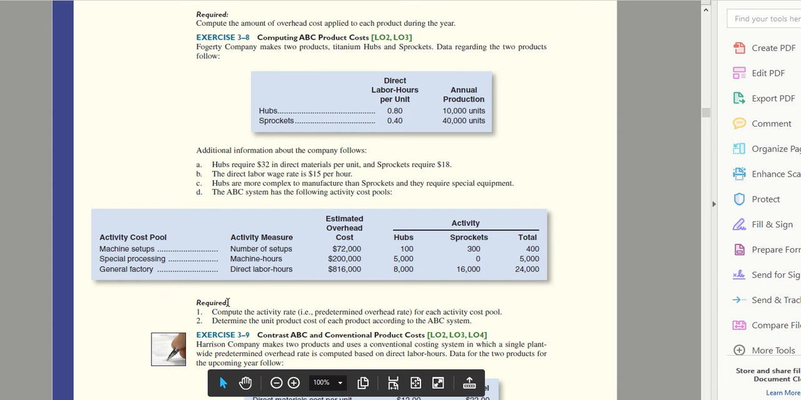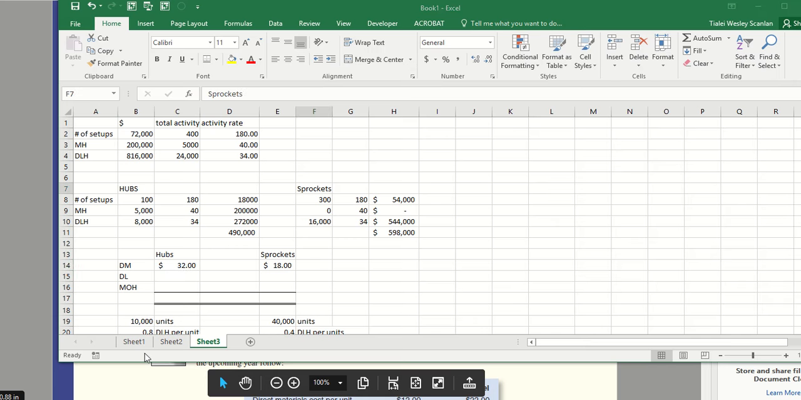So the question says determine the unit product cost of each product according to the ABC system. So unit product cost needs direct material, direct labor, and manufacturing overhead. So direct material was $32 for hubs, $18 for sprockets.